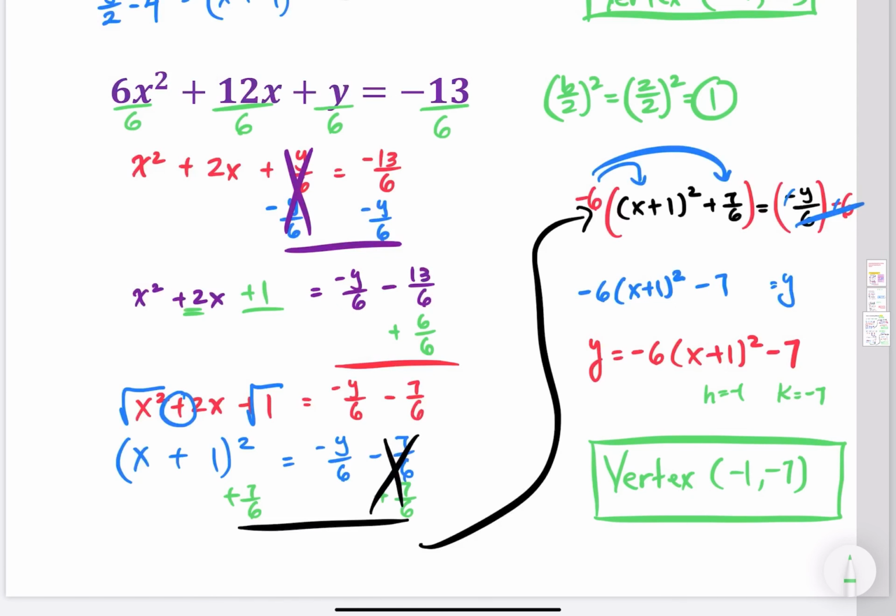Okay, so there you have it. That's how you go ahead and convert standard form to vertex form by completing the square. And once we have it in vertex form, you should be able to identify what is that vertex.